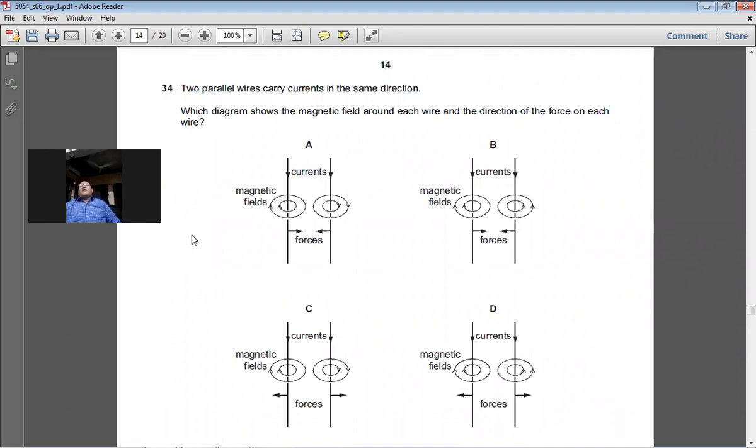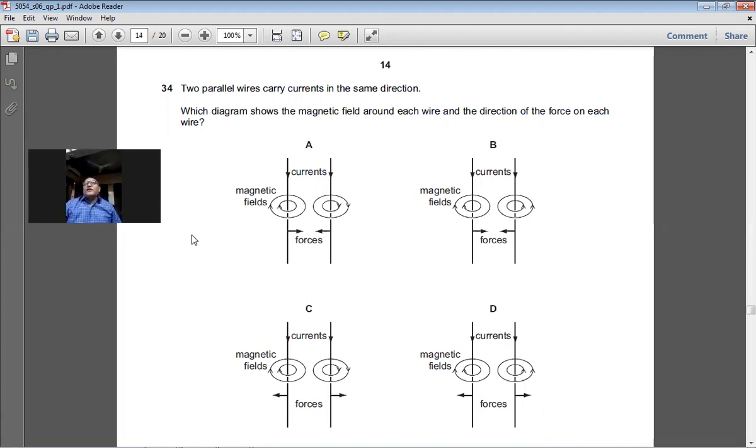Two parallel wires carry current in the same direction. Which diagram shows the magnetic field around each wire and the direction of the force on each wire? You know, in both these conductors, the current is in the same direction. So when the current is in the same direction, they will attract each other. When you have two conductors which are parallel to each other and the direction of the current is same, they will attract each other.